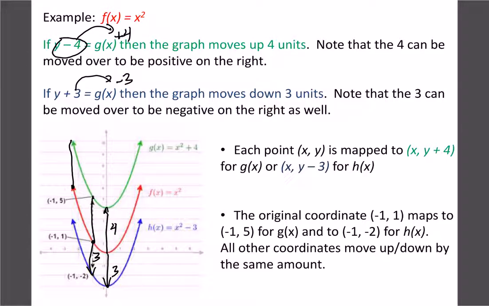Okay? So pretty simple to deal with vertical translations. You just have to be careful of the plus and minus signs to make sure you're getting the right direction. Okay? And then you can see we have the mapping there. It went to y plus 4 for the green one, y minus 3 for the blue one. And then there's a couple of coordinates that were adjusted accordingly.